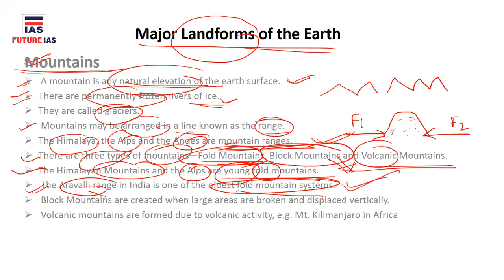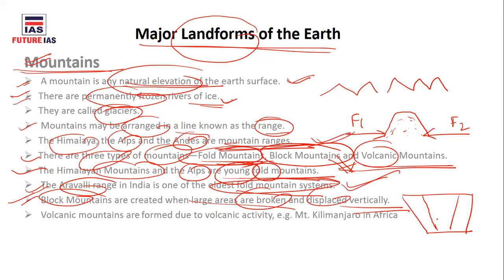Block mountains are created when two large areas are broken and displaced vertically. For example, if I draw a diagram, you would better understand the block mountain. If this is the area and it is broken, and if this portion subsides down, the adjacent masses would look as if they are projecting above, and they are also known as block mountains.